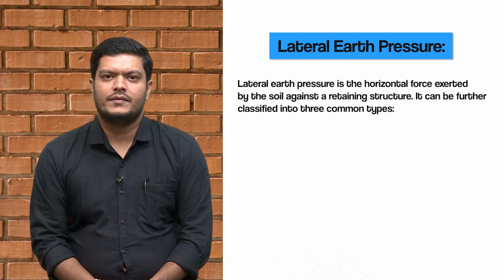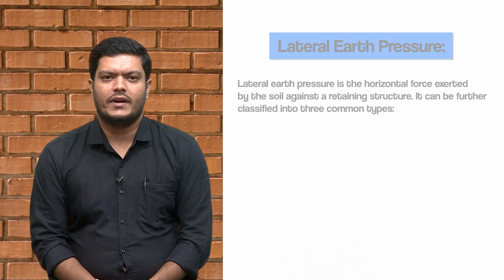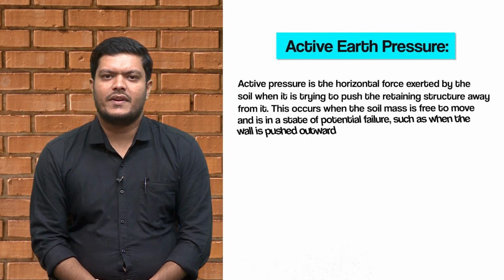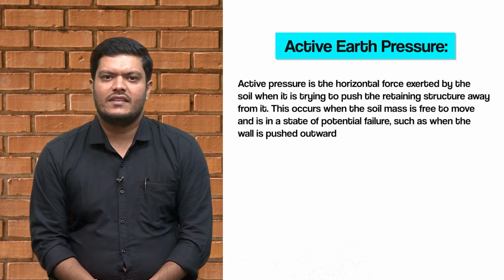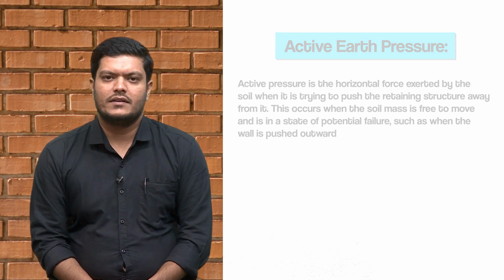Lateral earth pressure. Lateral earth pressure is the horizontal force exerted by the soil against a retaining structure. It can be further classified into three common types. First, active earth pressure. Active earth pressure is the horizontal force exerted by the soil when it is trying to push the retaining structure away from it. This occurs when the soil mass is free to move and is in a state of potential failure, such as when the soil is pushed outward.